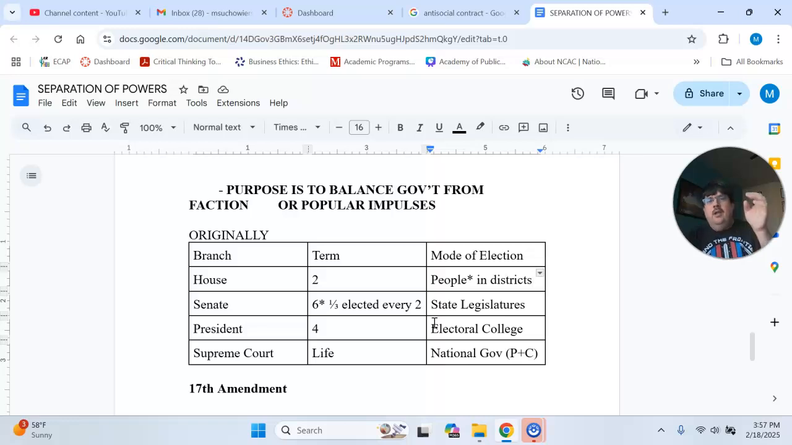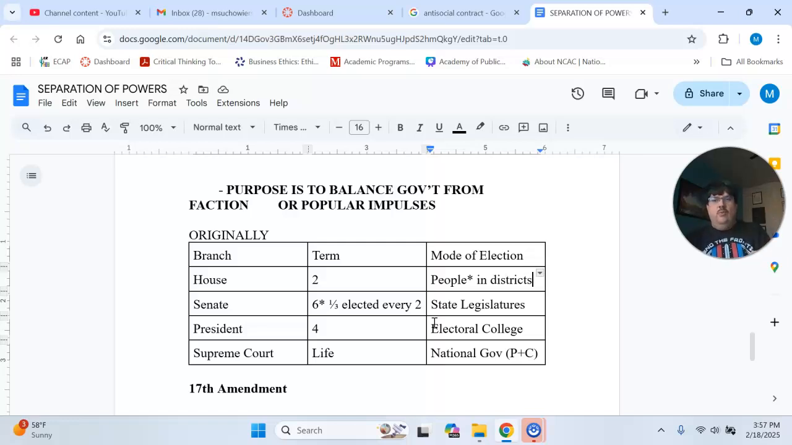Now, that electoral college was supposed to meet, and then they were supposed to choose 2 people they thought would be a good president. One of which had to be someone outside of their own state. So that meant that states had to communicate with each other, and you had to get to know people that did good things somewhere else.